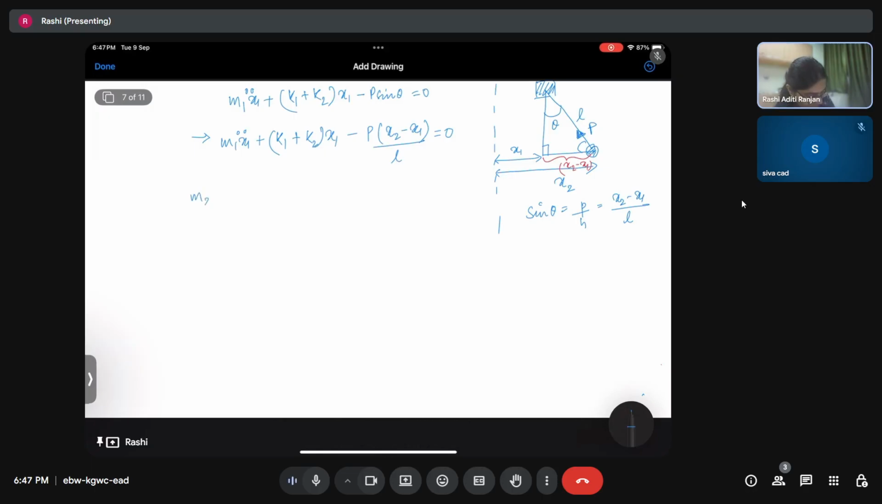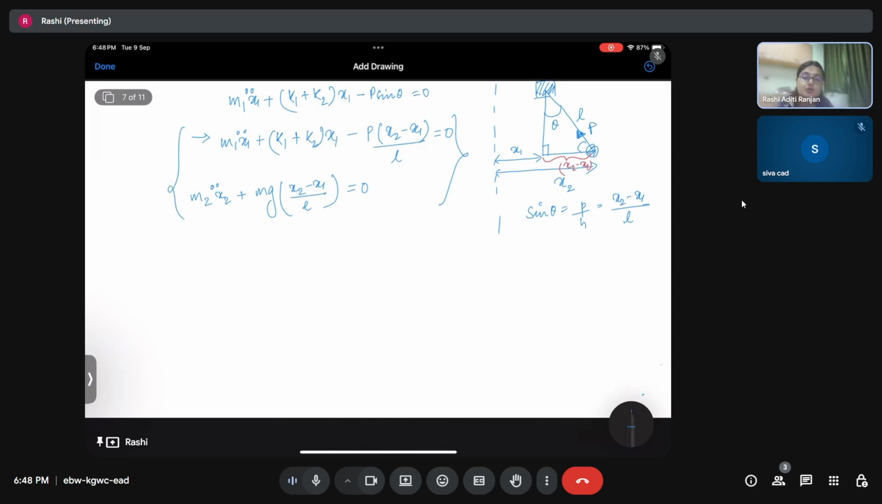something like m2 x2 double dot, plus mg (x2 minus x1) by L is equal to 0, which is because of the sine theta. We'll have P in this component. Again, we have considered theta is small, so definitely the cos component is going to be 1. These are going to be the two new equations.